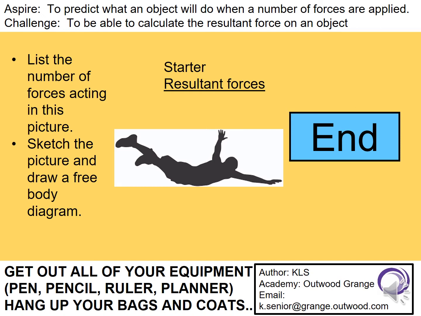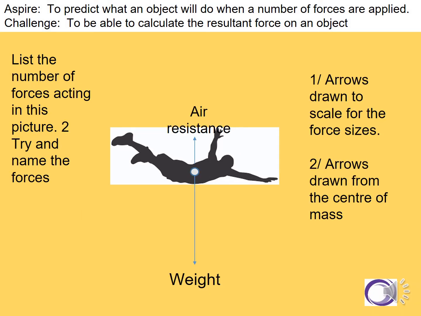Okay, let's have a look at what that diagram should look like, and let's just make sure that we have drawn it in the correct way. So the number of forces acting in the diagram is 2, and I have listed them there as air resistance and weight due to gravity.